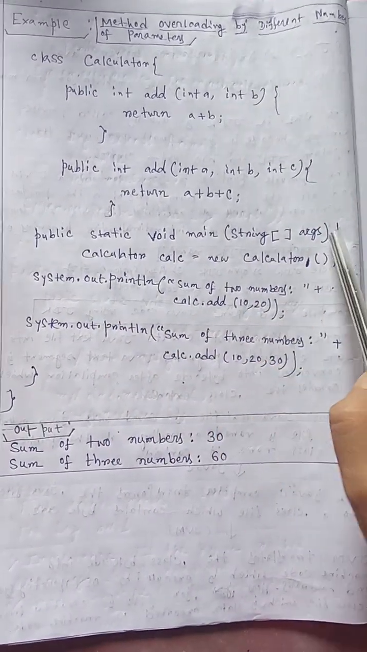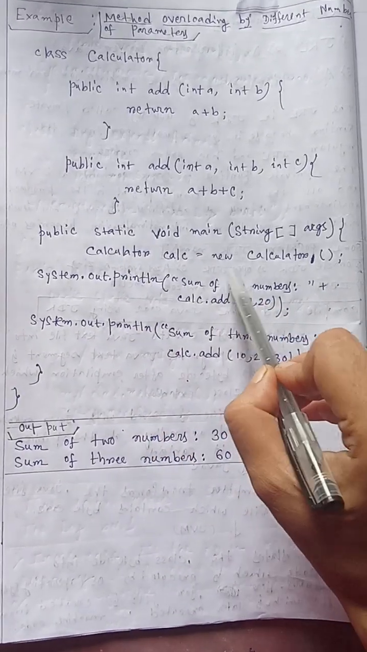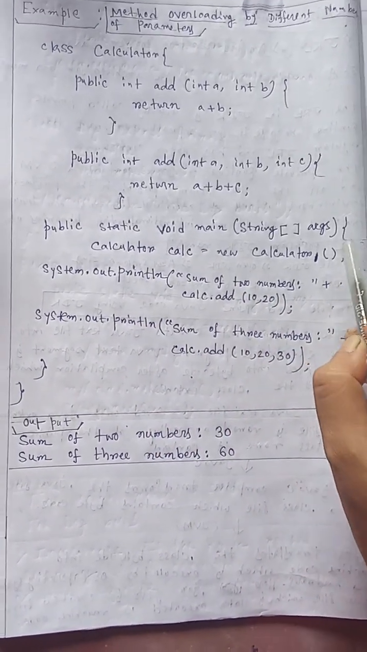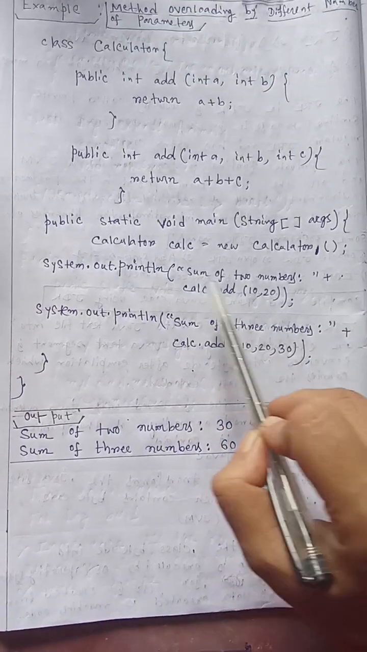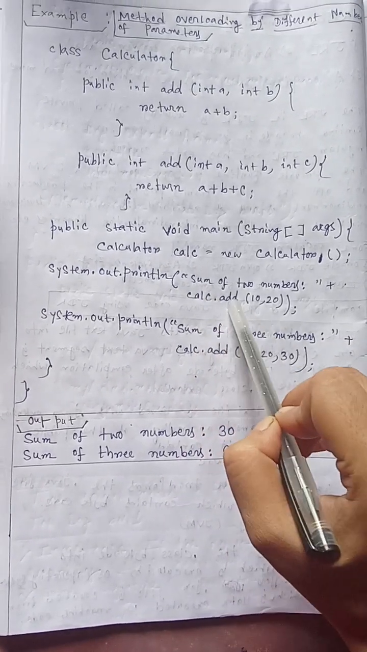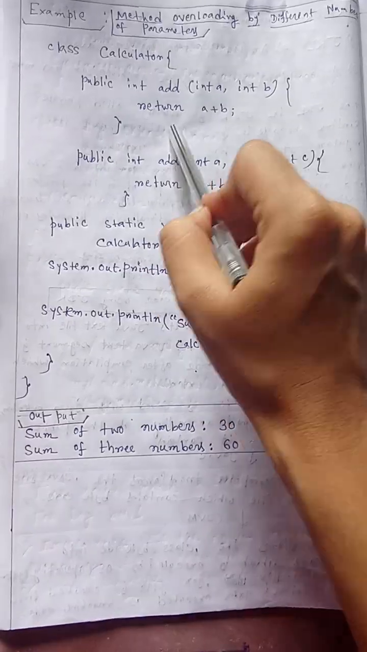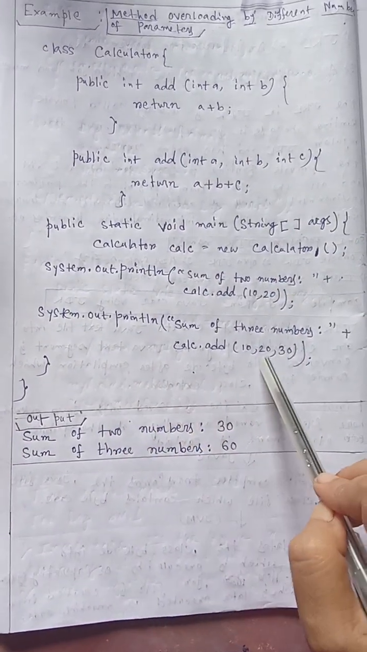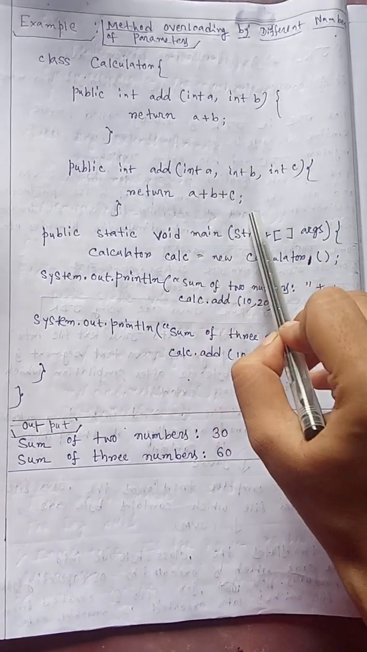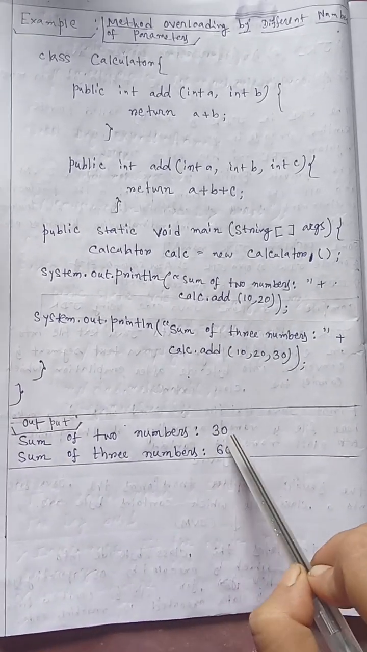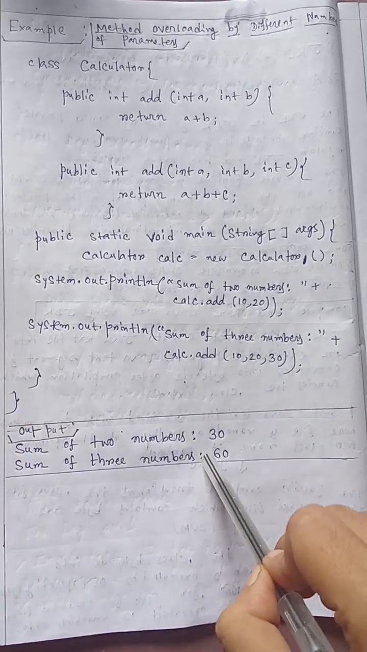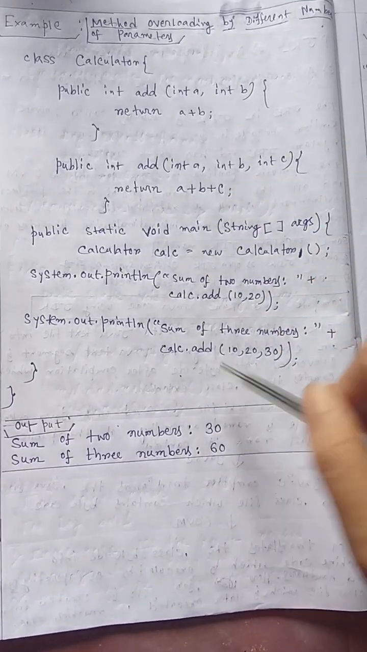Public static void main, Calculator calc is equal to new Calculator, which is our object. System.out.println sum of two numbers, calc.add. This statement is calling our first method, and this System.out.println is calling our second method. And the output is giving, first one is giving sum of two numbers and second one is giving sum of three numbers. So this is the example of method overloading.